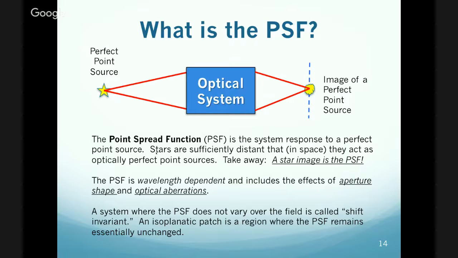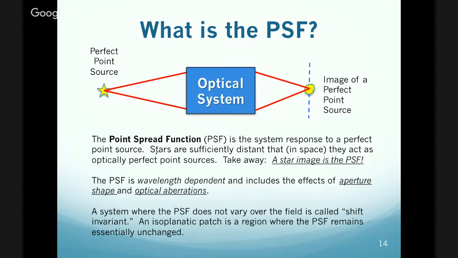and the optical aberrations. So if you have optical aberrations in your optical system, it will show up in the point spread function. And I'll point out that an optical system where the point spread function doesn't vary over the field is called a shift invariant system. Not very many of our telescopes are perfect over the whole field.